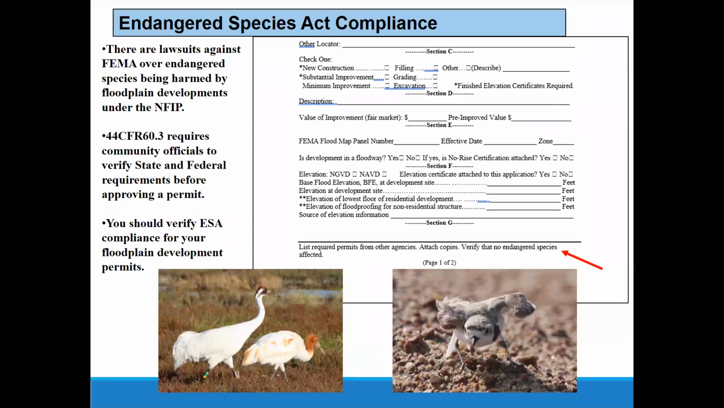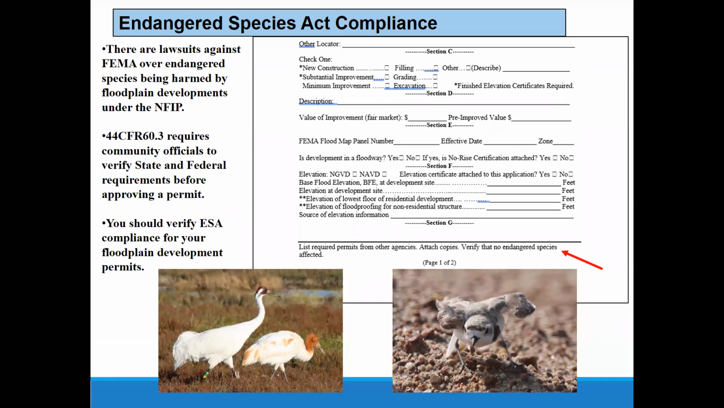Endangered Species Act. We haven't heard a lot about this yet, but there are lawsuits against FEMA. And FEMA is saying that, hey, don't sue us, it's the cities and counties' fault. They're letting people build in the floodplain without verifying endangered species. So FEMA's answer to the lawsuits is to say it's all basically the fault of us, the people on this call, me, you, all of us.